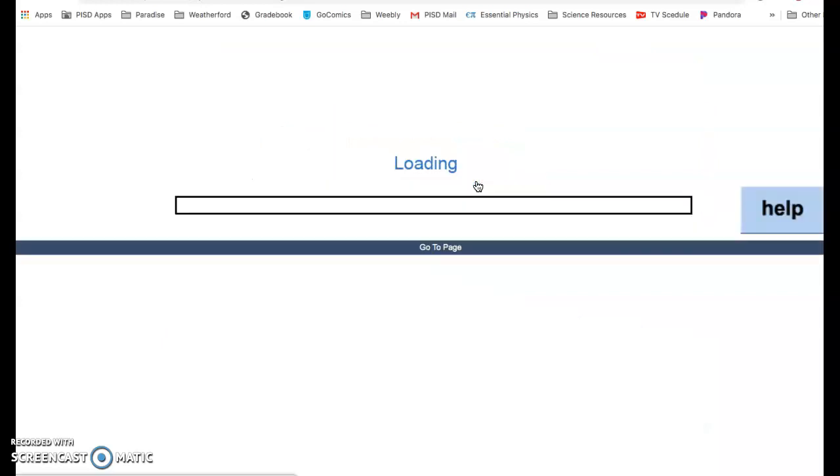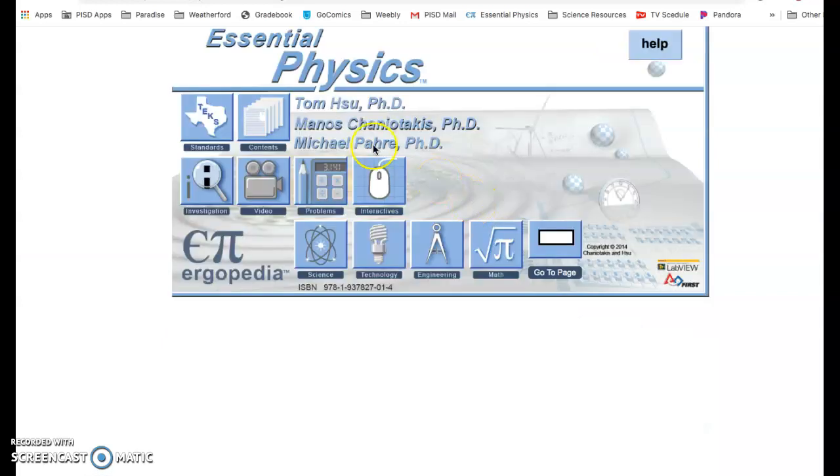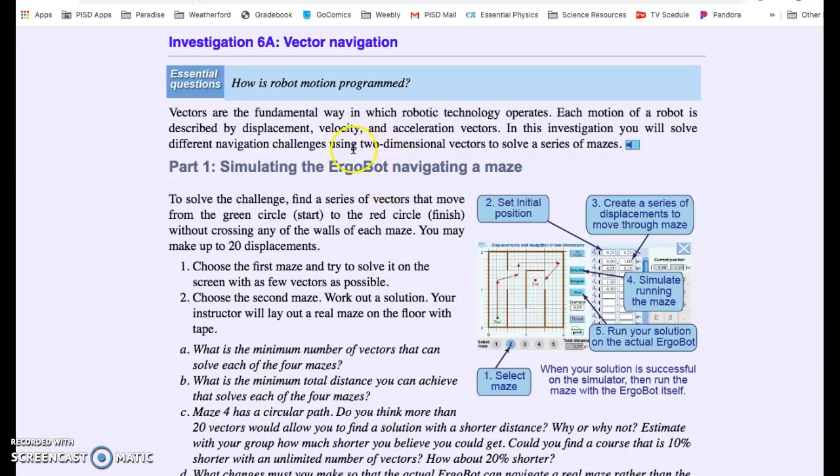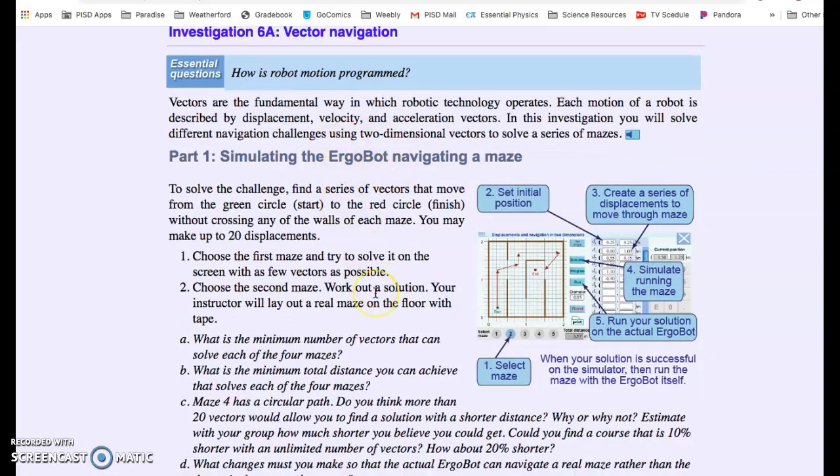All right. And eventually it will load, and you should come to a home page like this. Go to page is over here. You just put in 180, and it will take you to a page like this. It talks about vector navigation and talks about the ErgoBot, which I'll be using, and we'll talk more about that later.